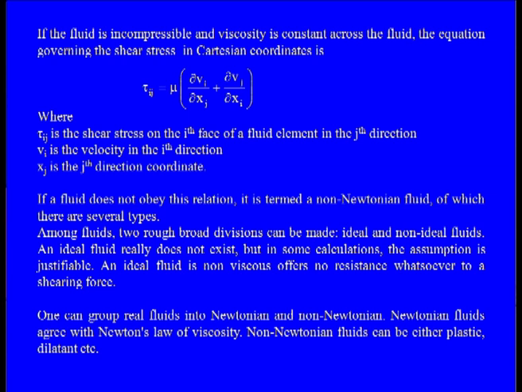Among fluids, two rough broad divisions can be made: ideal and non-ideal fluids. An ideal fluid really does not exist, but in some calculations the assumptions are made in such a way that it will behave like an ideal fluid. That means an ideal fluid is non-viscous and offers no resistance whatsoever to a shearing force. One can group real fluids into Newtonian and non-Newtonian. Newtonian fluids agree with Newton's law of viscosity. Non-Newtonian fluids can be either plastic, dilatant, etcetera.